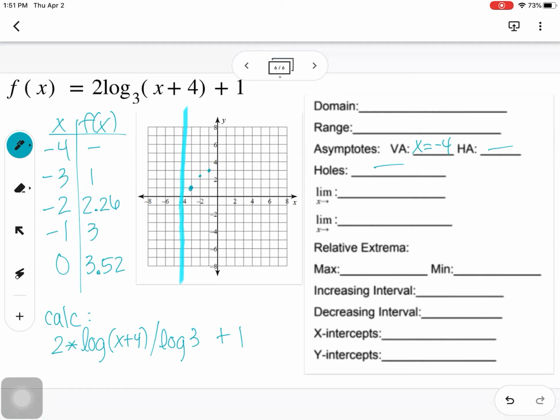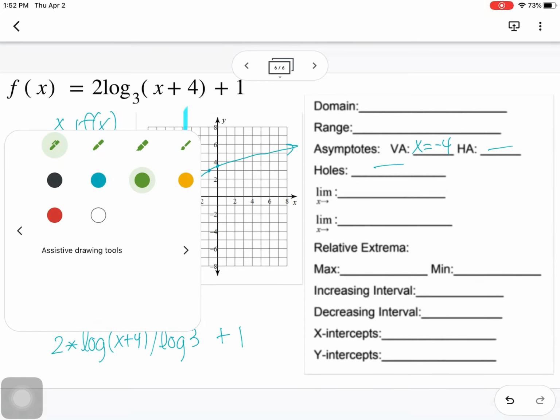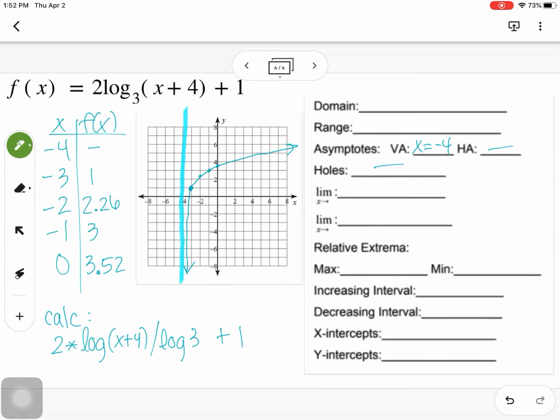When you're plotting your decimals, just do your best. I know it won't be perfect. And when you draw it, think about that parent function that both approaches your asymptote and shoots upwards. Remember, these have the same general curve as your exponential functions, as they're just inverse functions of each other.